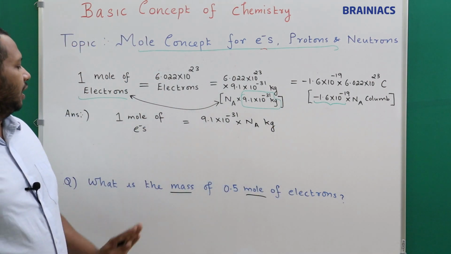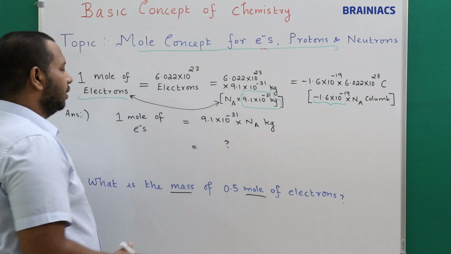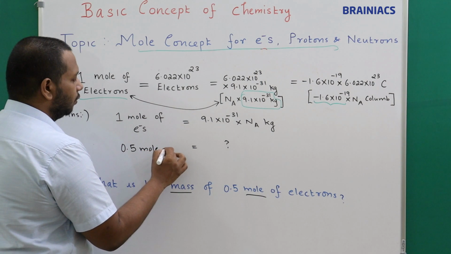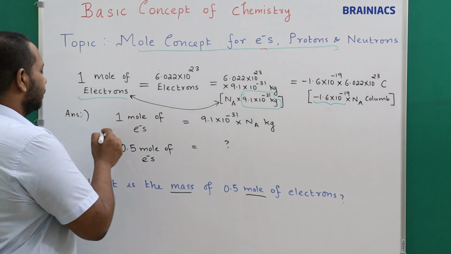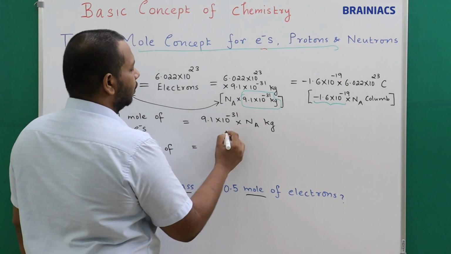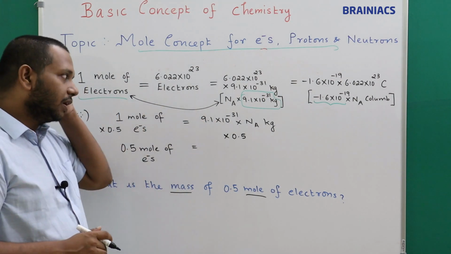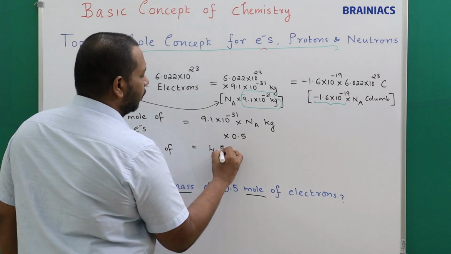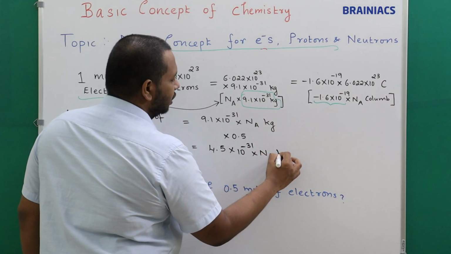Correct? Now what are they asking actually? Mass they are asking. So I can put a question mark here, and what they have given is 0.5 mole of electrons. Now tell me how to convert 1 to 0.5. You know that it should be multiplied by 0.5. So here also you need to multiply by 0.5. So 0.5 is nothing but half. So if you take half of 9, I know that it is 4.5. So I can say 4.5 into 10 power minus 31 into Na kg.